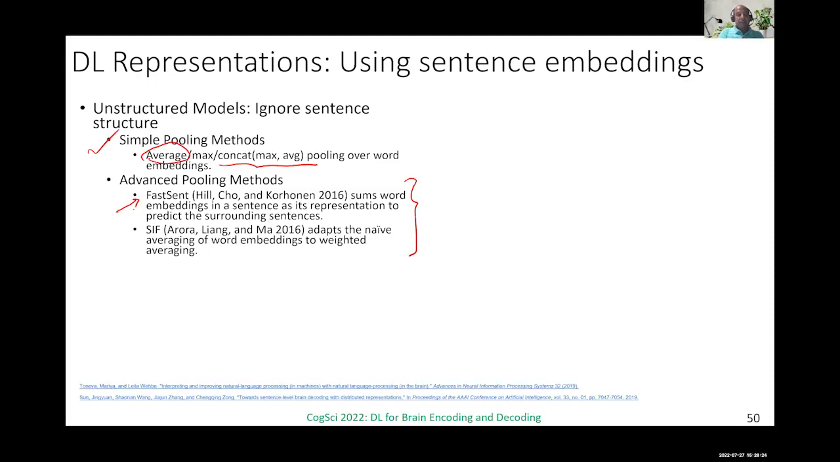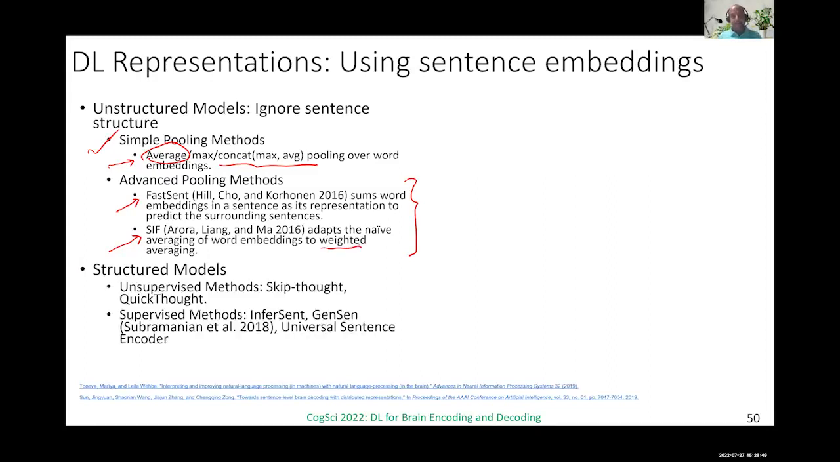So in the average pooling method, you assume that the word embeddings are already learned and you have them, and you just pool them to get the embedding for a sentence. But in the FastSent method, you are actually learning the sentence embedding based on the word embeddings, and those word embeddings are also being learned as you learn these sentence embeddings. In the SIF method, well, it's also a pooling method. However, the weights are not uniform. So essentially, you have a weighted averaging over the words which are contained in the sentence.